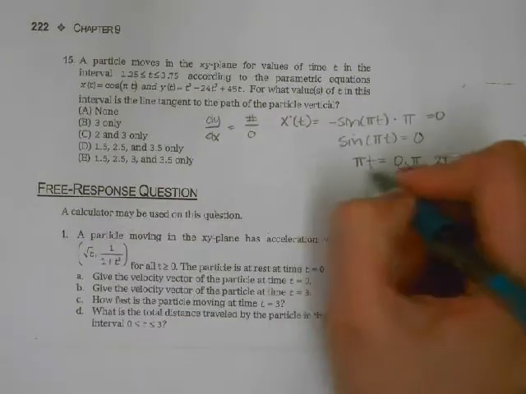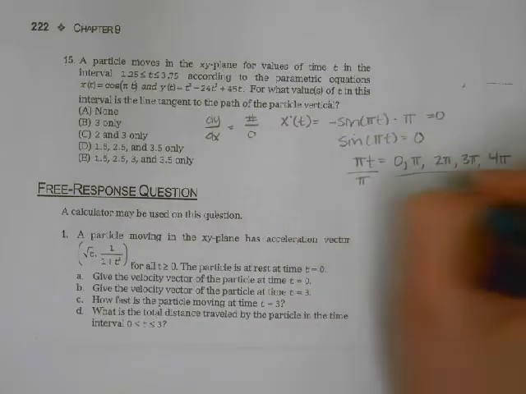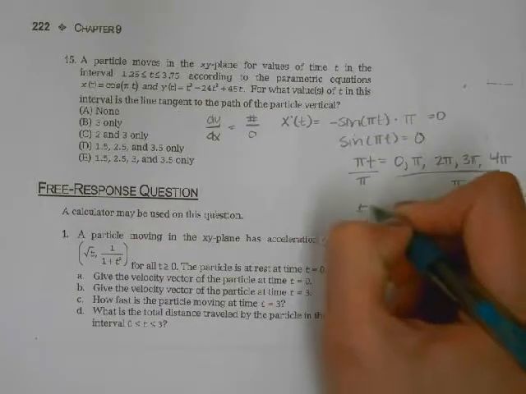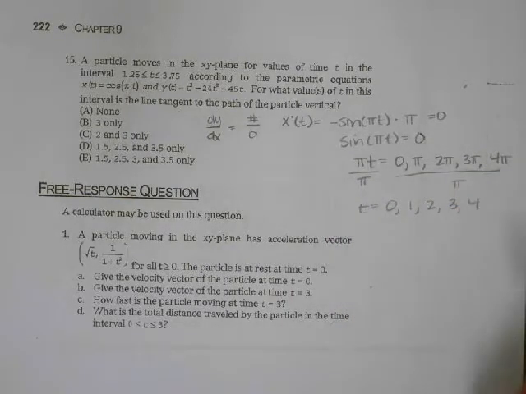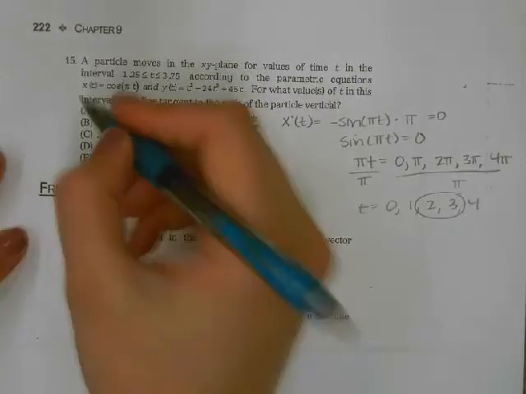So then I went ahead and I divided by pi, and I got that my t value is 0, 1, 2, 3, 4, and the only ones that were on the interval were 2 and 3. So at this point, if I didn't have any time left on the test, I'd say 2 and 3, call it good.